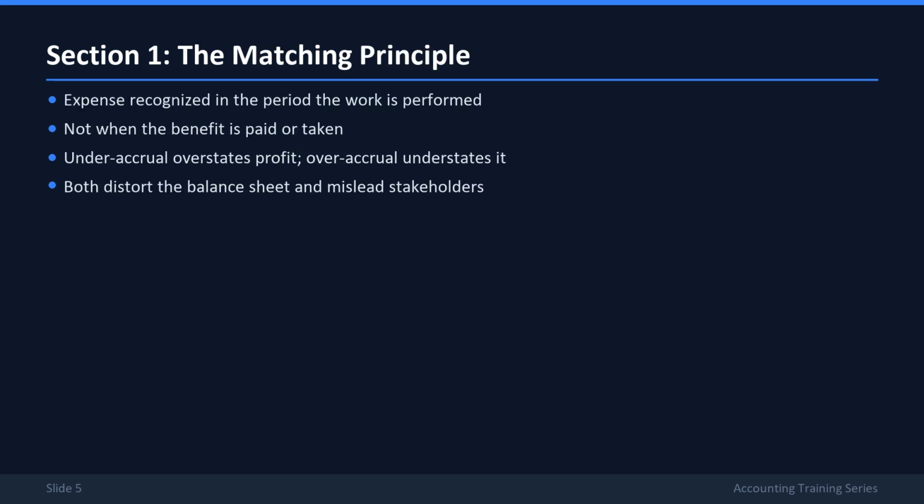The matching principle, which is the foundation of all ASC 710 accounting, requires that compensation expense be recognized in the same period the employee renders the service, not when the employer writes the check. Underaccrual overstates profit and understates liabilities. Overaccrual understates profit and overstates liabilities. Either misstatement distorts the financial picture presented to lenders, investors, and other users of the financial statements.